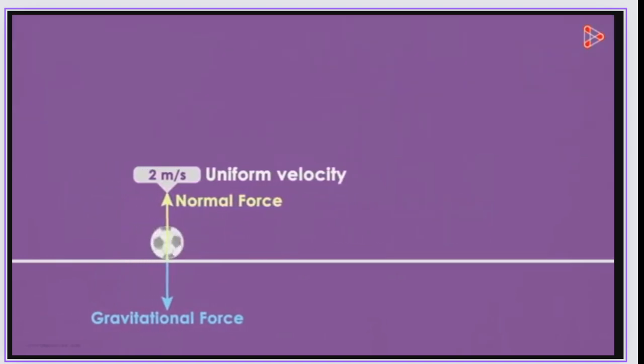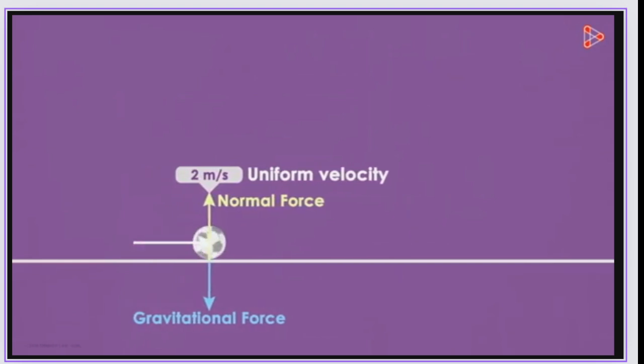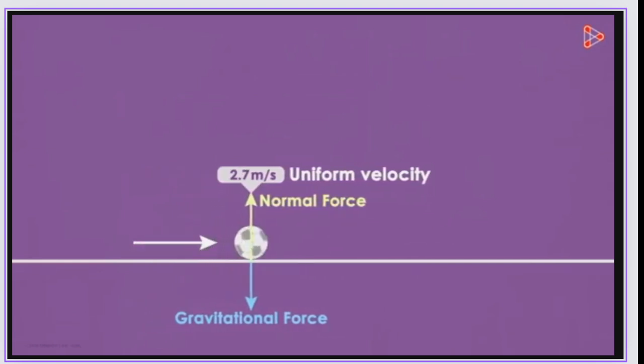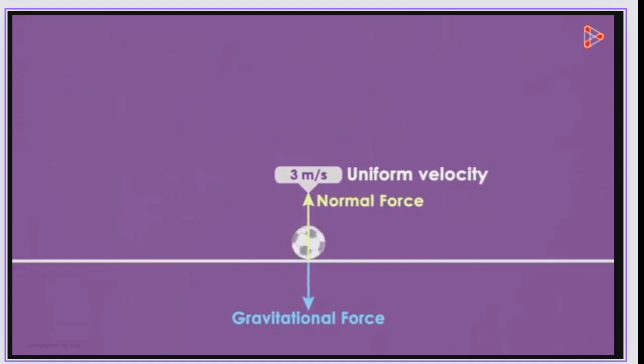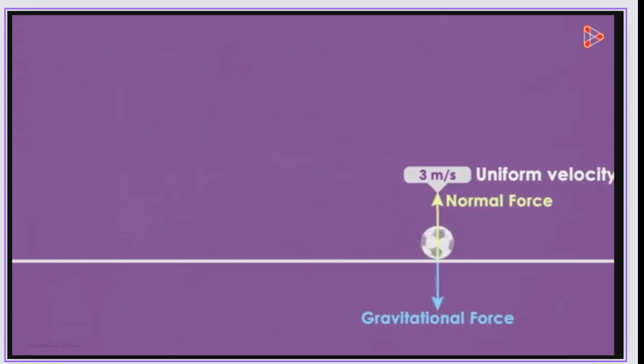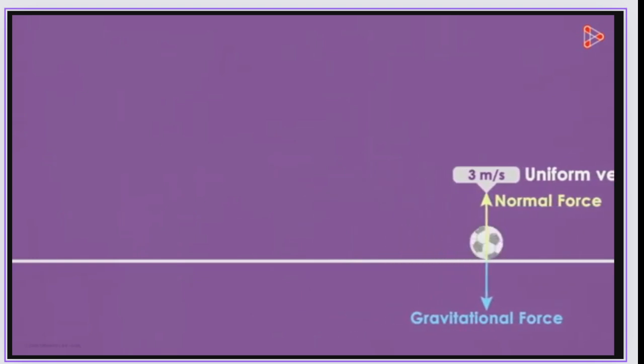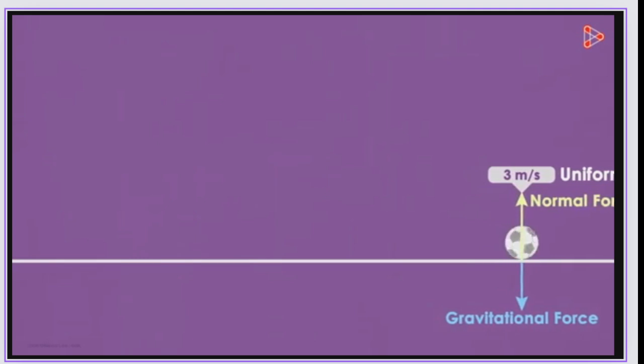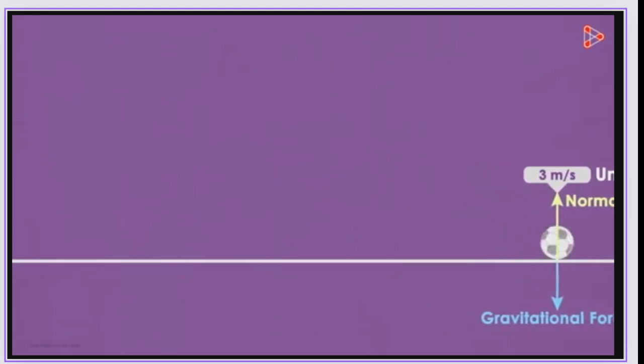Now, when this ball is moving at 2 meters per second and there is an external force applied from the left, what will happen? Yes, the ball will accelerate. Its velocity will change. Let's say the velocity changes to 3 meters per second after this external force is applied. After that, the ball will continue to move at 3 meters per second unless acted upon by another external force.